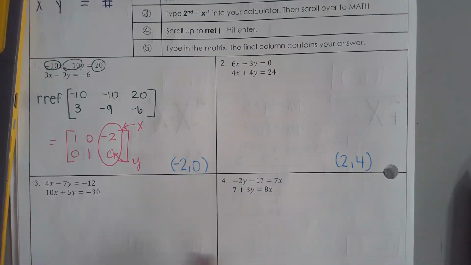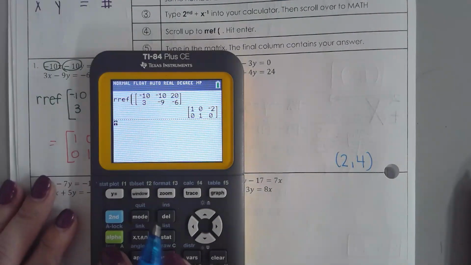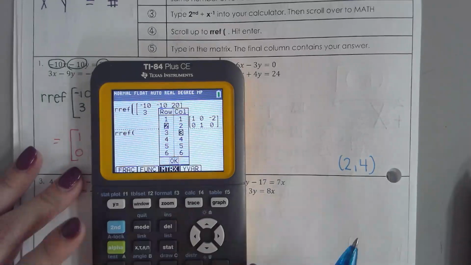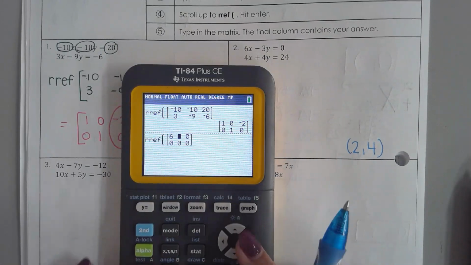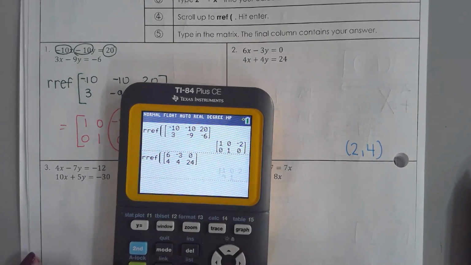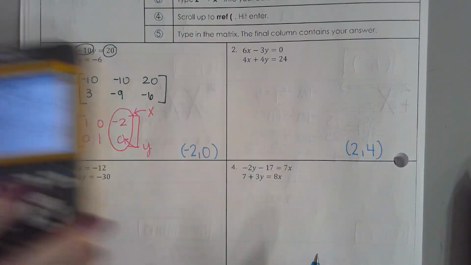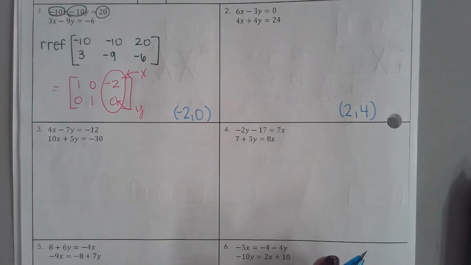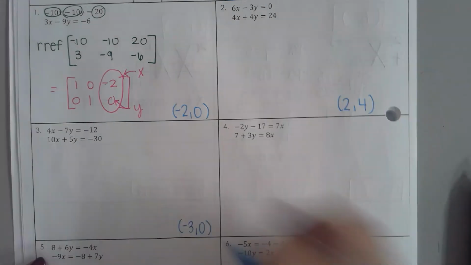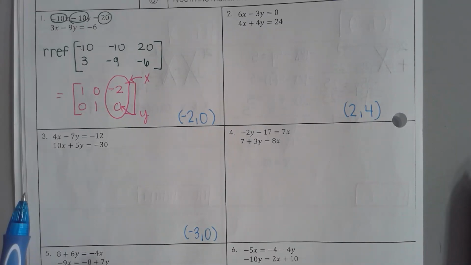No? Let's check. I agree. Oh yeah, I do agree with that. My fault, I didn't do that part. You don't need to put the whole matrix. Why don't you agree? 6, -3, 0, 4, 4, 24. Yep, that last column, I agree. 2, 4. Okay. What about number 3? Is it negative 3, 0? Try this in your calculator.